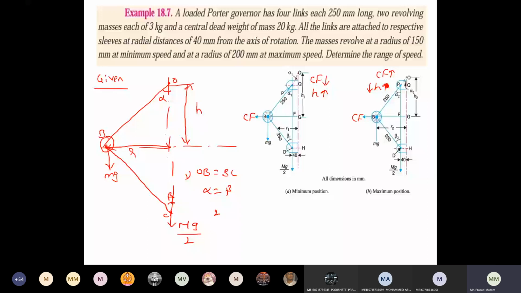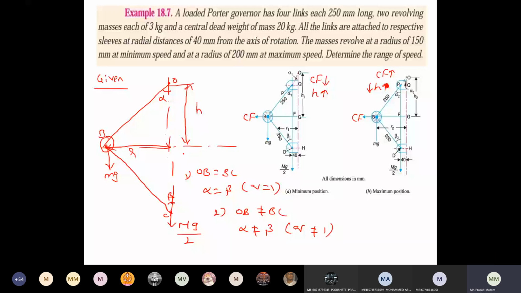What is case 2? OB is not equal to BC. In that case, alpha is not equal to beta. Here, when alpha is equal to beta, Q is equal to 1. Here, Q is not equal to 1. This we need to remember. This is how you need to draw the diagram.